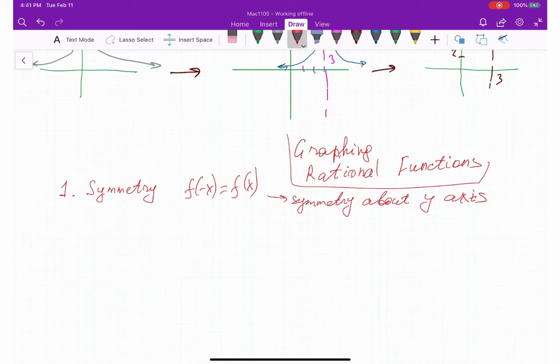Number 2. And also we are checking on symmetry about the origin or about x. So f of negative x, if it's equal to negative f of x, then we have symmetry about the x axis. Okay?